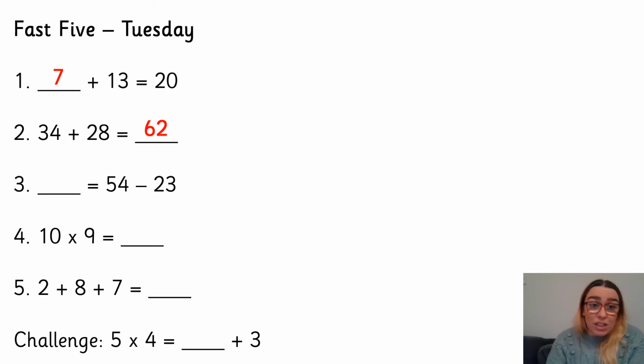You might have done 34 add 8 and then 20, or you might have done 30 and 20, 4 and 8, and then added it all up. Either way, it's 62. Number three, something is the same as 54 subtract 23. So if we do 54 subtract the ones, which is 3, then we get 51, and then subtract the tens, which is 2 tens or 20, we get 31.